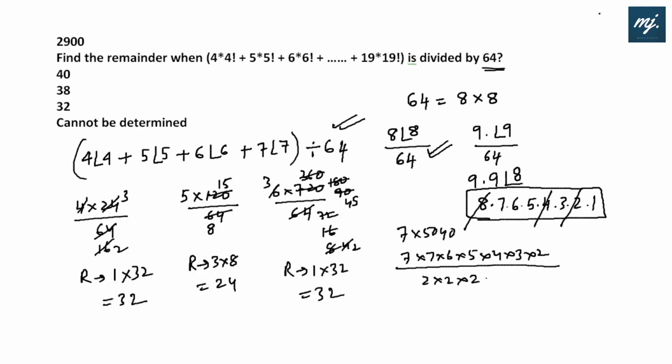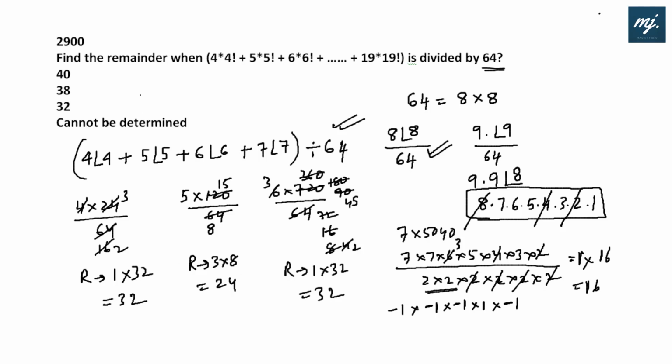7 into 5040, or 7 into 7, 6, 5, 4, 3, 2, needs to be divided by 2 into 2 into 2 into 2 into 2 into 2. I'm just breaking it down and having fun with this. You can do it more quickly than this. 2, 2 gone, 4. Then we have 2 to get a 3. So we have 4 here. 7 when divided by 4 leaves remainder minus 1 into minus 1. 3 will leave minus 1 again. 5 will leave 1. 3 will leave minus 1. So 1, 1, 1, minus 1. Remainder would be 1 into 16. That would be 16.